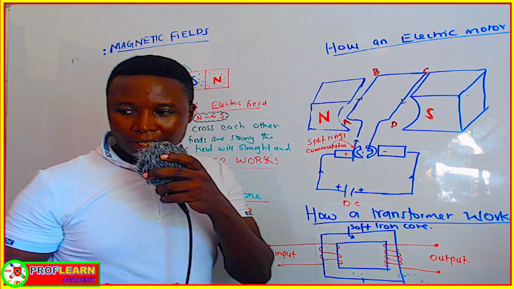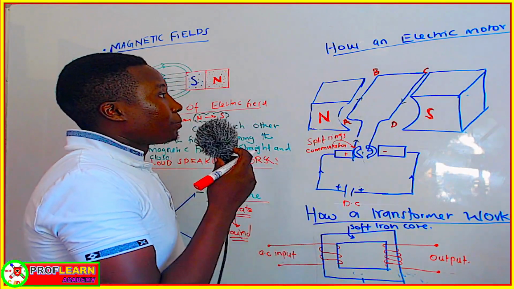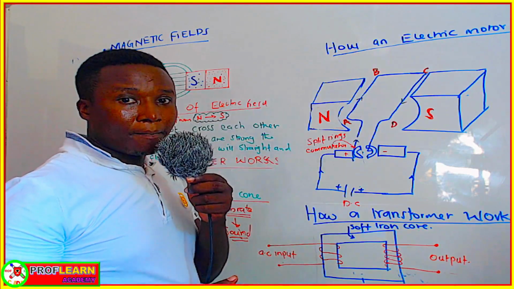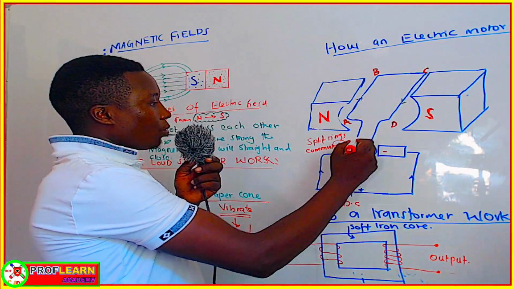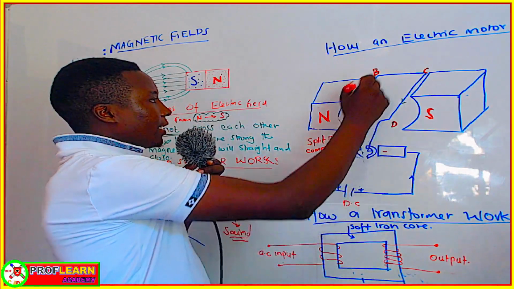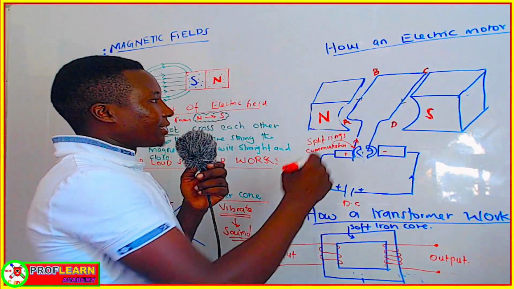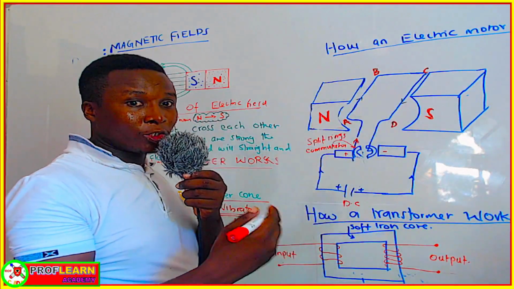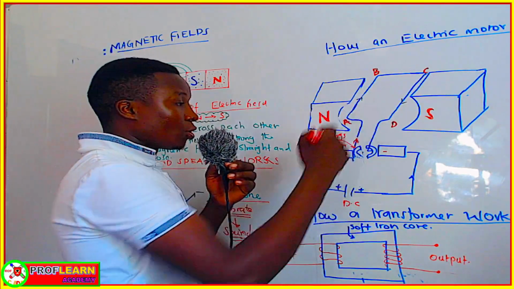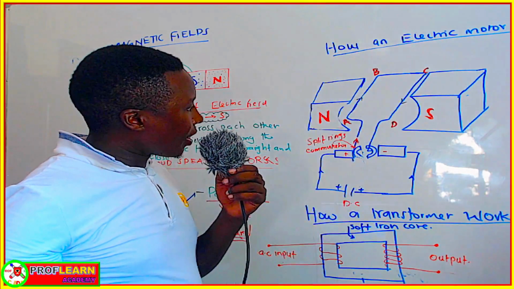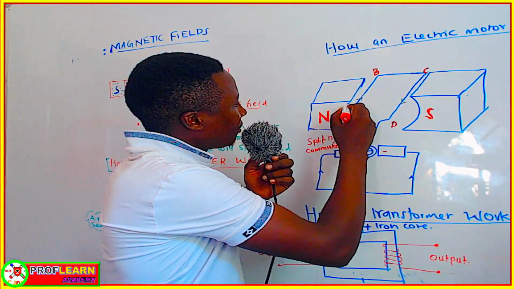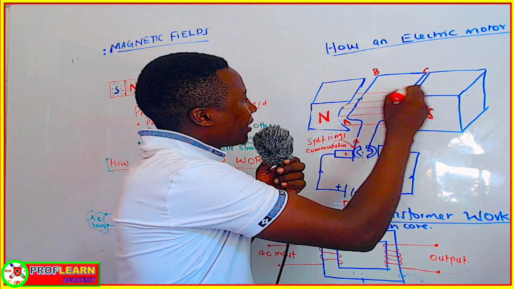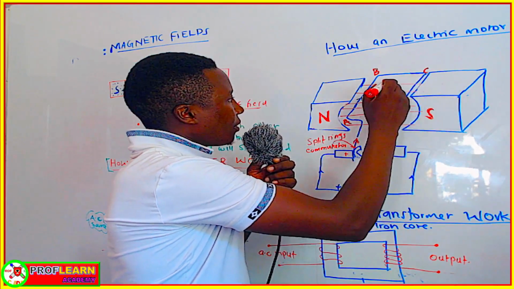Another part that you'll be asked in your exam to explain, especially in IGCSE, is how a motor works. When current flows through this coil in that direction, magnetic fields will be created around this coil. Since here we are also having two magnets, these magnets have magnetic fields.